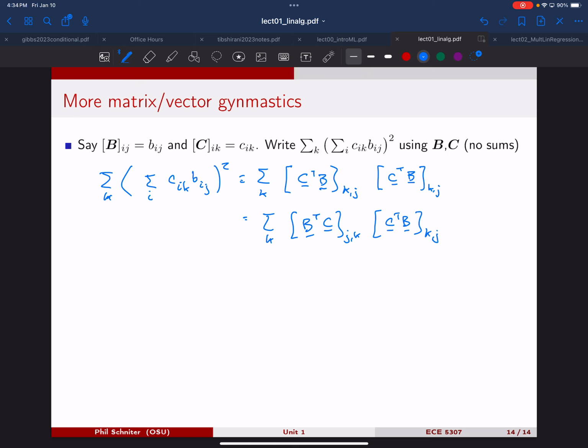We get this. And now things are working out. We have K going down this way, and it's the summing variable. So everything's lined up, and that means we have a matrix multiply.